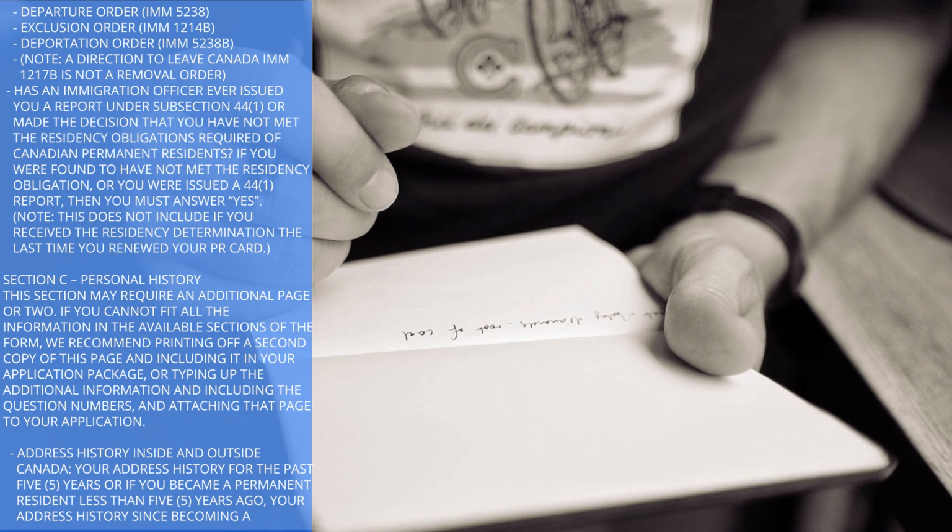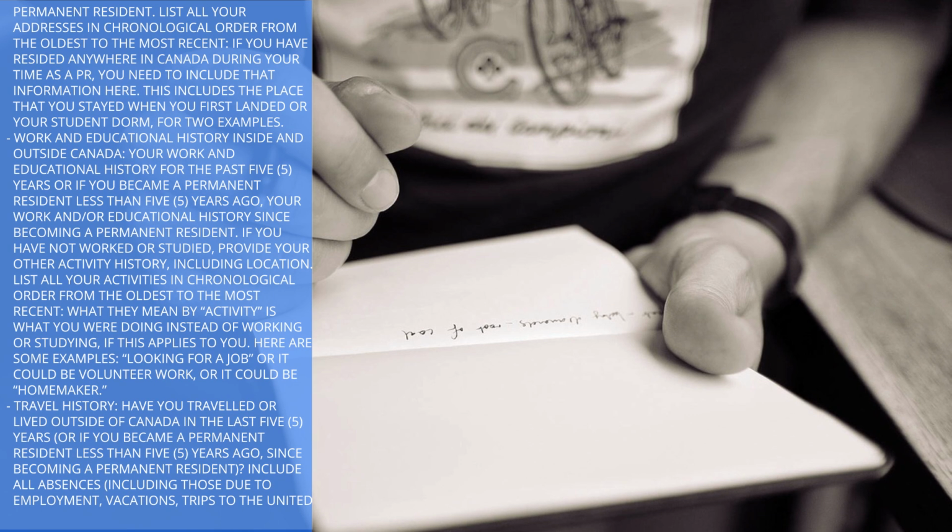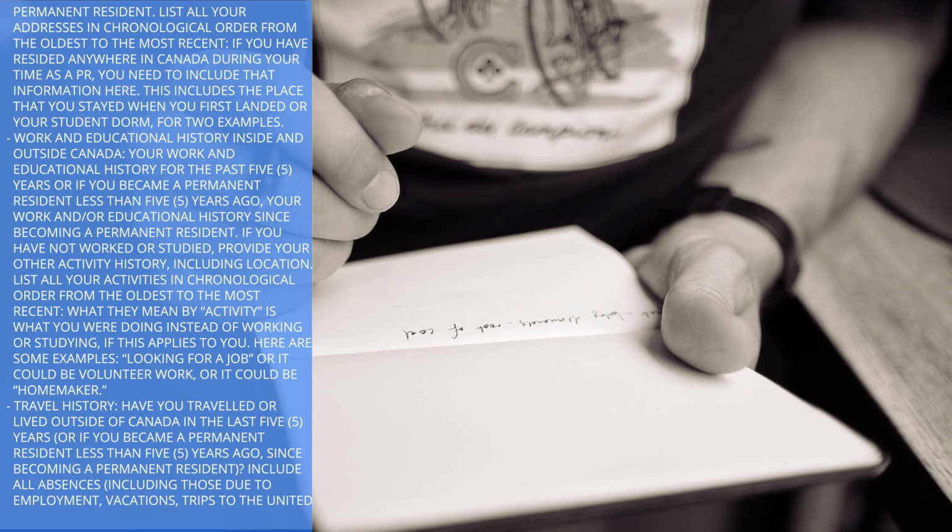1. Address history inside and outside Canada. Your address history for the past 5 years, or if you became a permanent resident less than 5 years ago, your address history since becoming a permanent resident. List all your addresses in chronological order, from the oldest to the most recent. If you've resided anywhere in Canada during your time as a PR, you need to include all that information here. This includes the place that you stayed when you first landed, or your student dorm, for 2 examples.